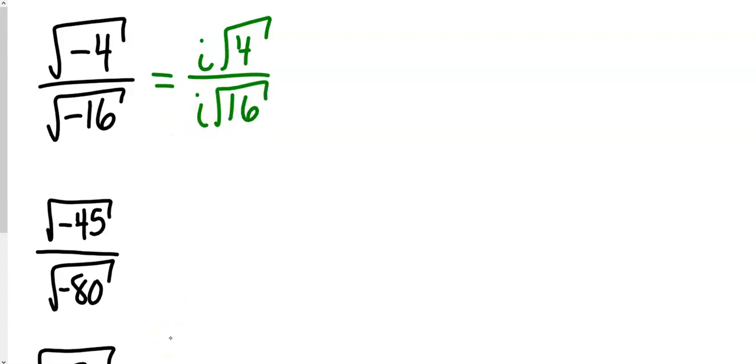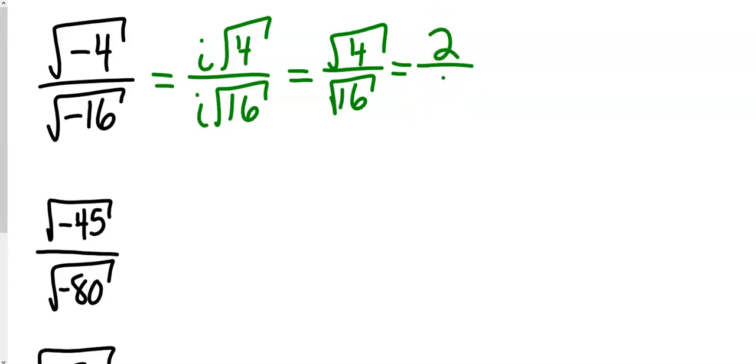What's going to happen to your i's? You're correct, the i's will cancel out. So really, all we're left with is the square root of 4 over the square root of 16. Something that we have handled before. And we know what the square root of 4 is. We know what the square root of 16 is. Square root of 4 is 2. Square root of 16 is 4. Which reduces down to 1/2. And there you go. See? Nothing crazy with a negative square root. Just i's pop out.